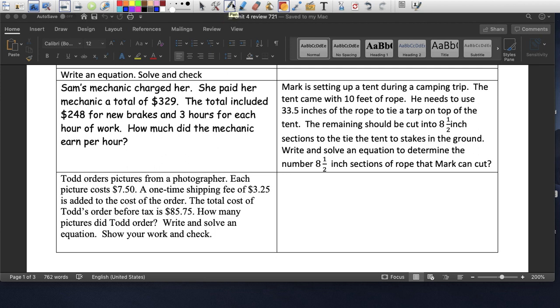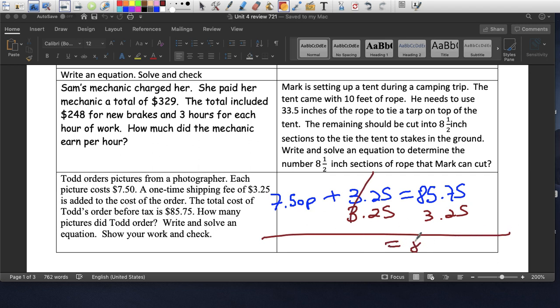Total order pictures. The picture costs $7.50. There's a shipping fee of $3.25. The total order is $85.75. How many pictures did he order? Well, this is how much I paid. And what did I get for that? Well, I got to pay $3.25 for the shipping fee, and I got a bunch of pictures for $7.50 each. Am I right? $7.50 times however many pictures I bought plus the $3.25 shipping fee gave me a total of $85.75. So let's subtract this. That goes away. This becomes 82.50, and I'm going to divide by 7.5 on both sides. And the number of pictures that I bought, after dividing by 7.5, looks like I got 11 pictures. Okay.